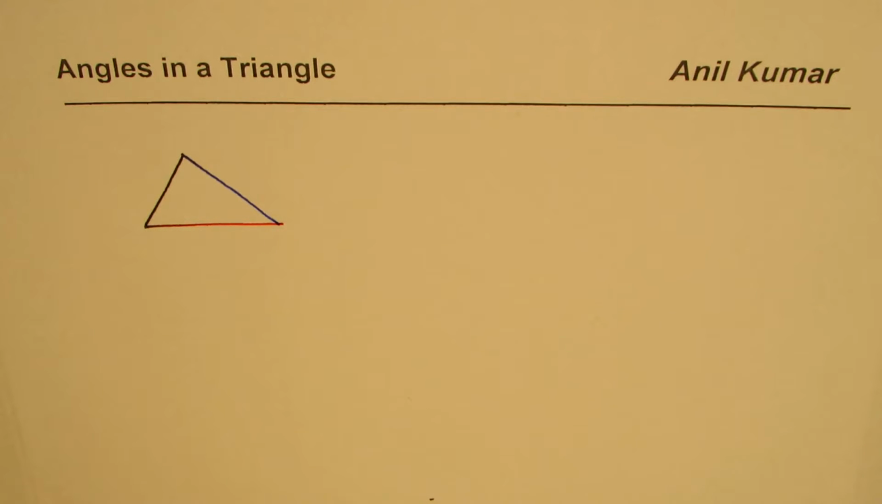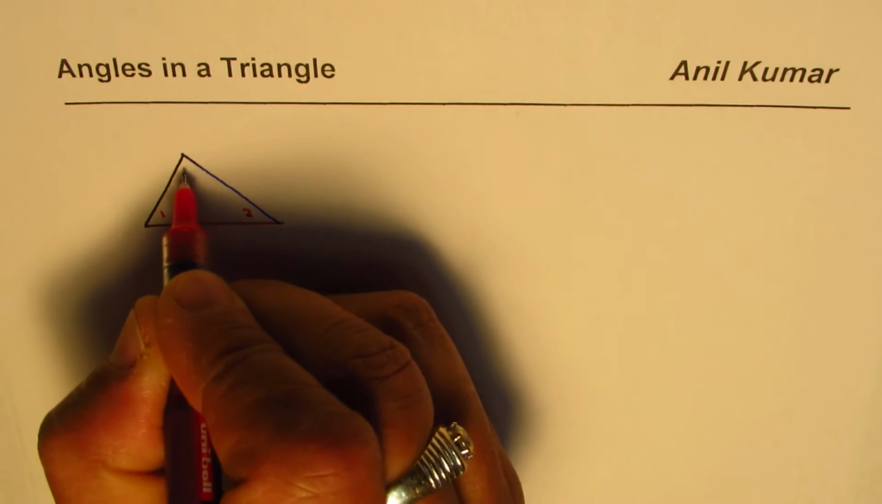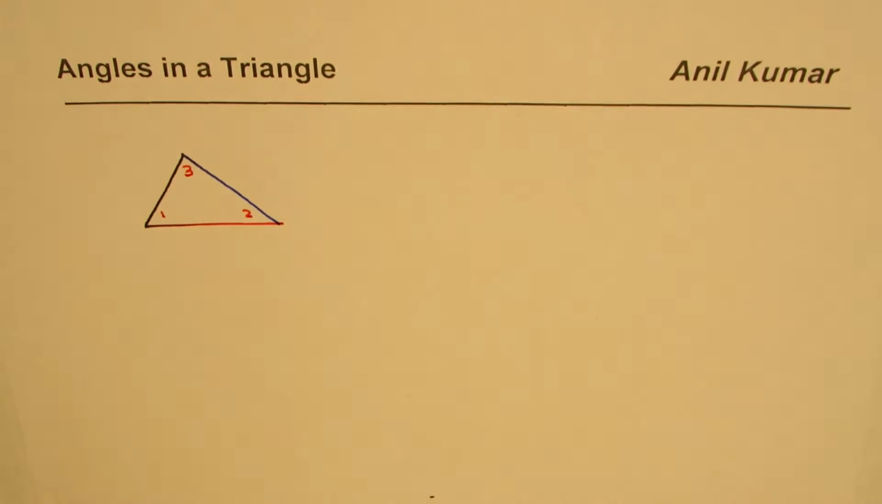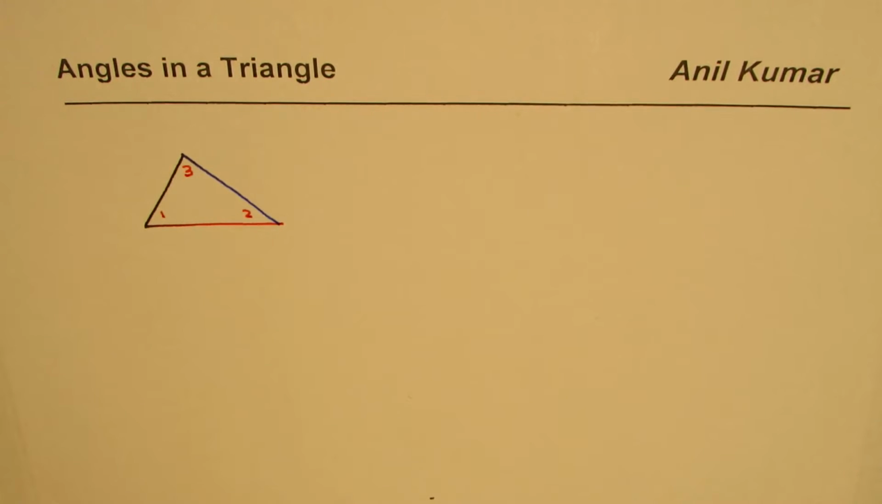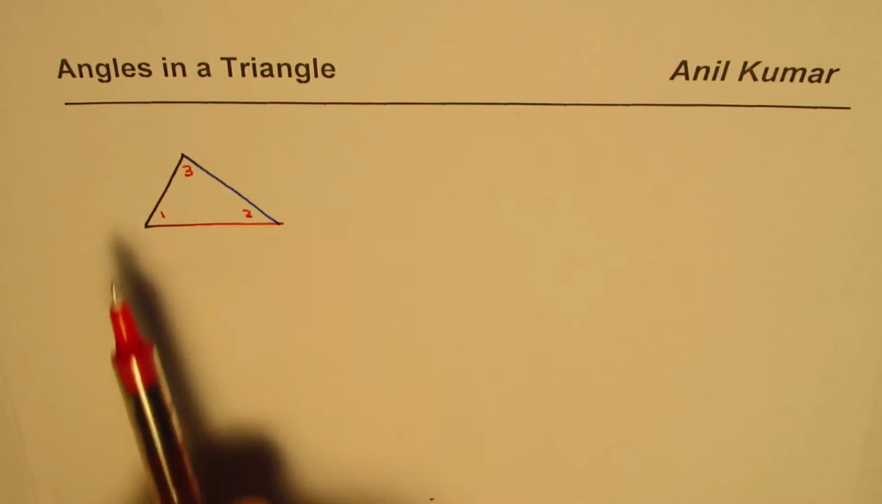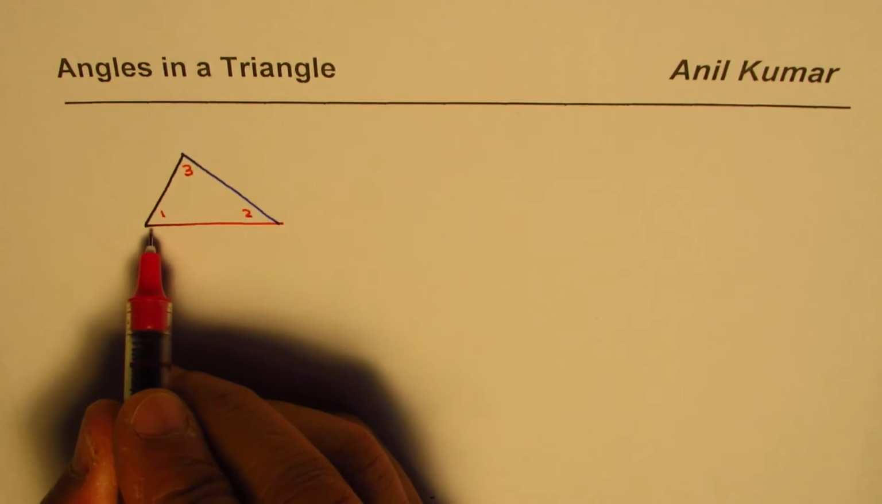So let me call these angles angle 1, angle 2, and angle 3 for the time being. So what is the sum of these three angles? This is what we have to find. How can we do it? I prefer to redraw this triangle in a different way. So let me show you how.